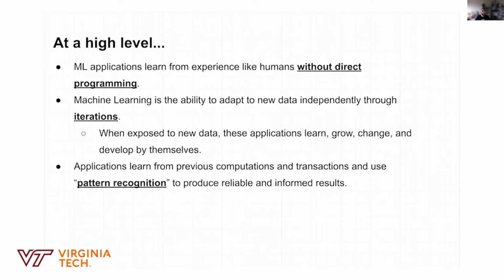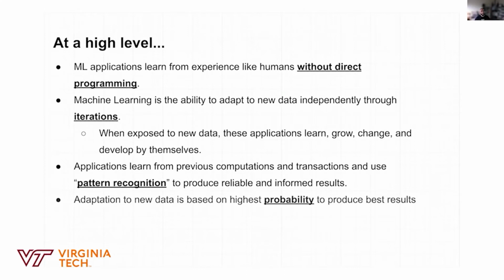Machine learning basically is about pattern recognition. In other words, it sees a bunch of data, a bunch of experiences, and it starts to build some kind of understanding of the problem through pattern recognition. And it uses probability. It's not solely based on probability and statistics, but it uses probability to produce the best results.